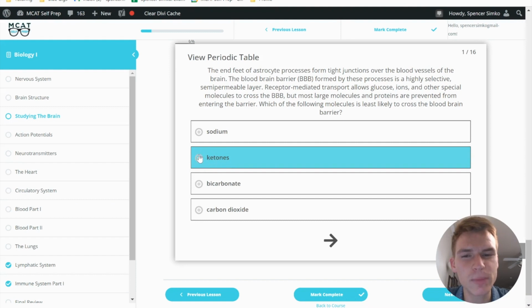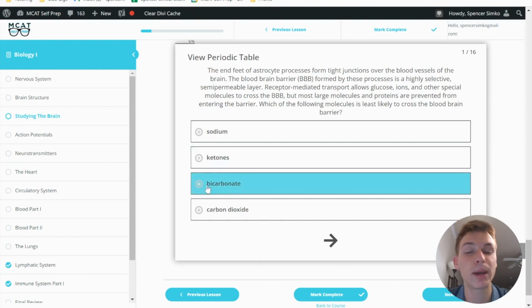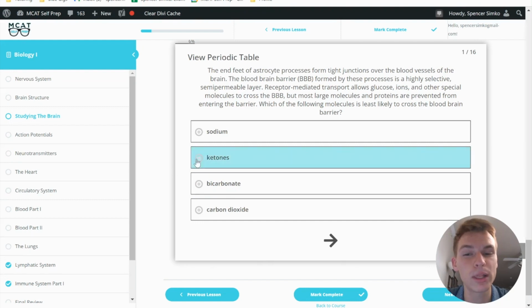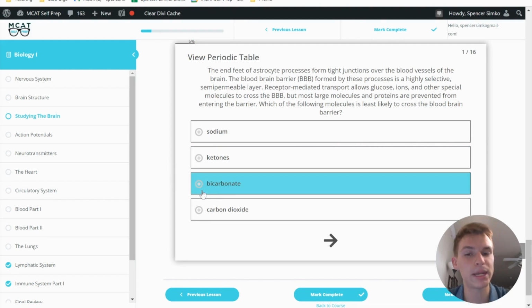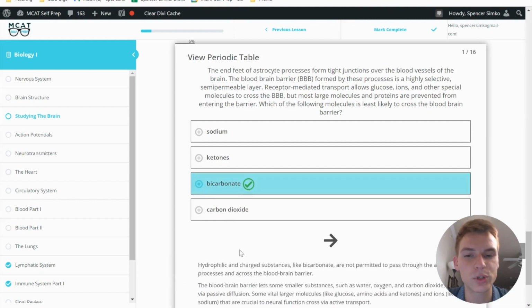Ketones, we already talked about a little bit, but this one does require a little bit of knowledge to differentiate from bicarbonate, because these are both smallish molecules that are polar. We know that ketones are an energy source, and so the brain will need those. Bicarbonate, however, can be made from other things in the brain, so it doesn't need to get that from the bloodstream, and so this would be the correct answer choice here.